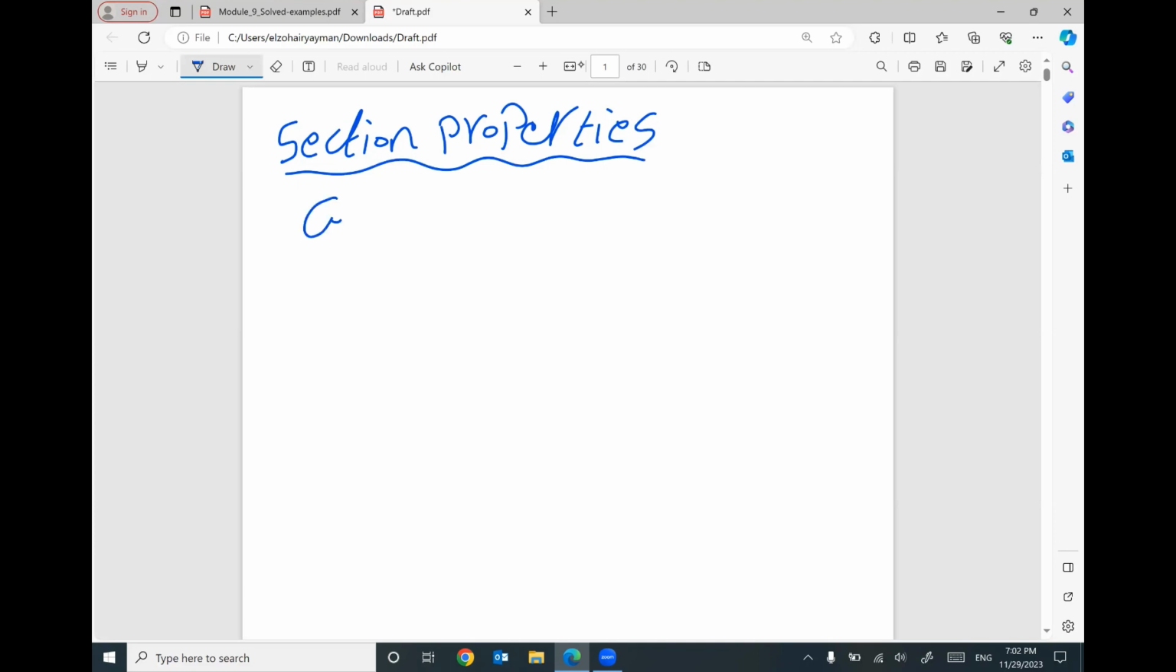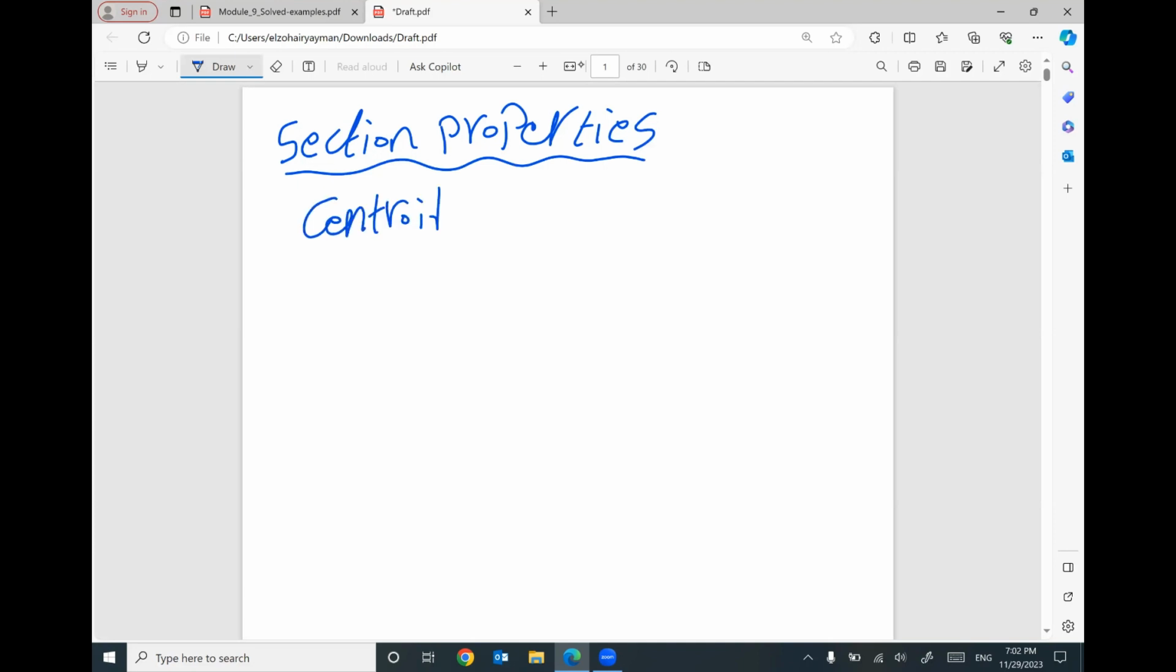I will do solved examples. Just a reminder of what we covered so far in module number 9, which is talking about section properties. I talked about the centroid.